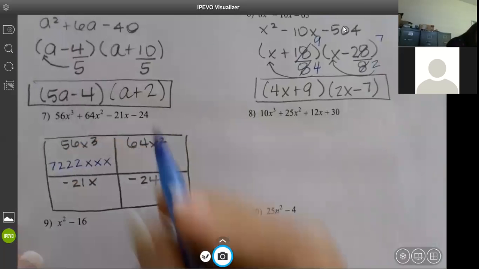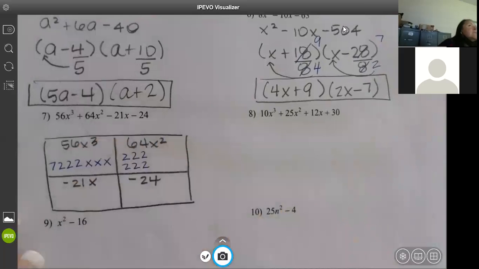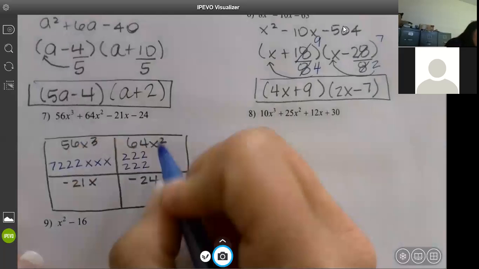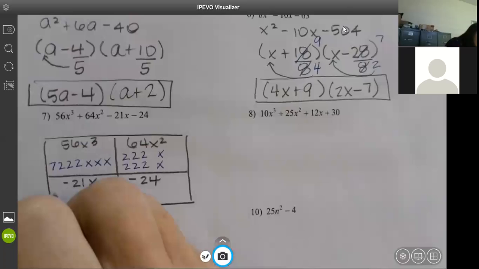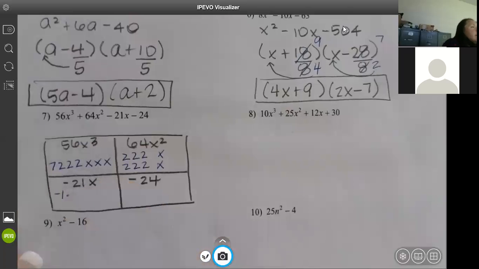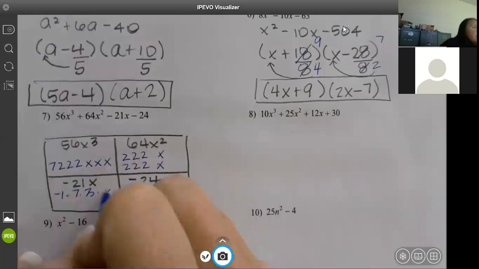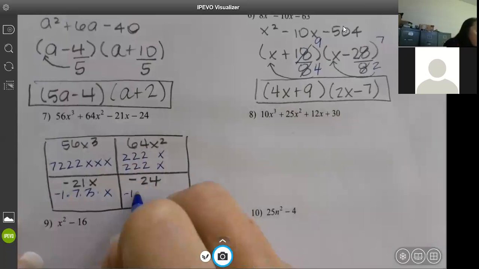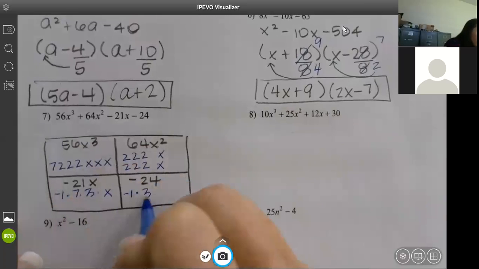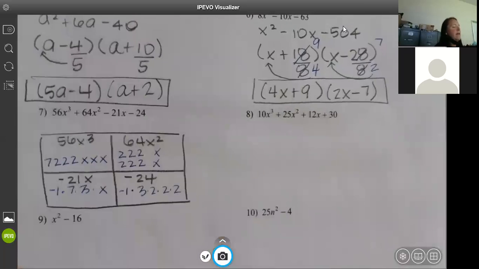64 is 8 times 8. 8 is 3 2s, since there's 2 of them, 2 8s, we have 6 2s and 2 x's. Remember, if we have a negative number, we'll pull out a -1. 21 is 7 times 3, and then we have an x. Negative 24 is -1 times 24. 24 is 6 times 4, so 3 times 2 and 2 times 2. And there's no x's in that box.